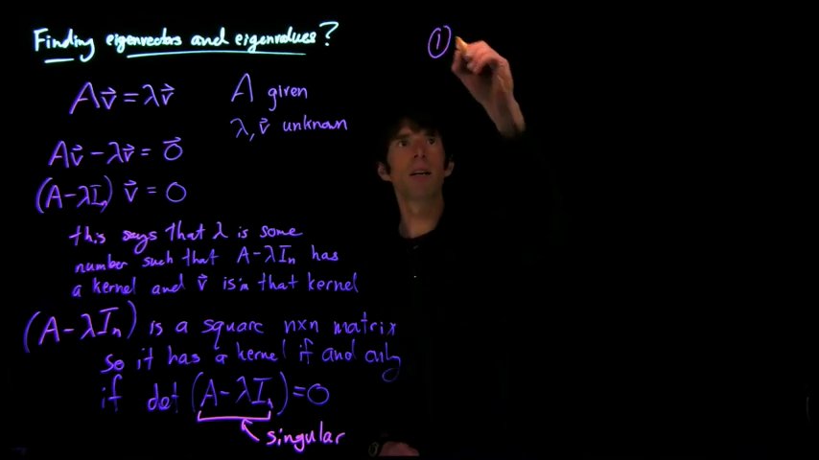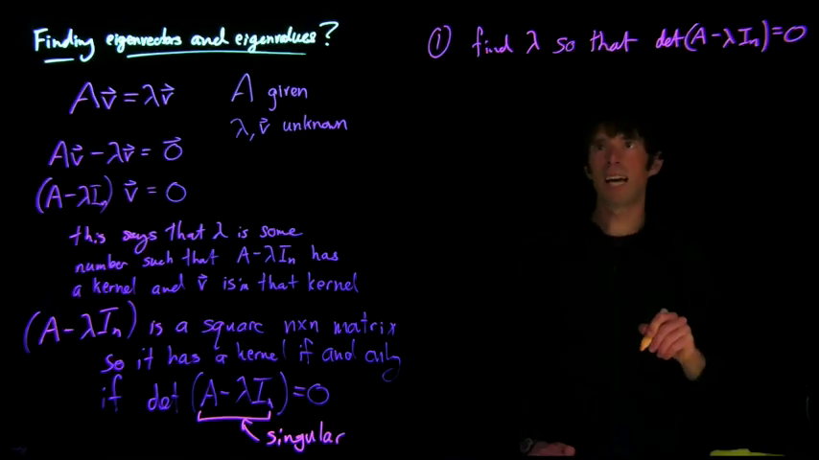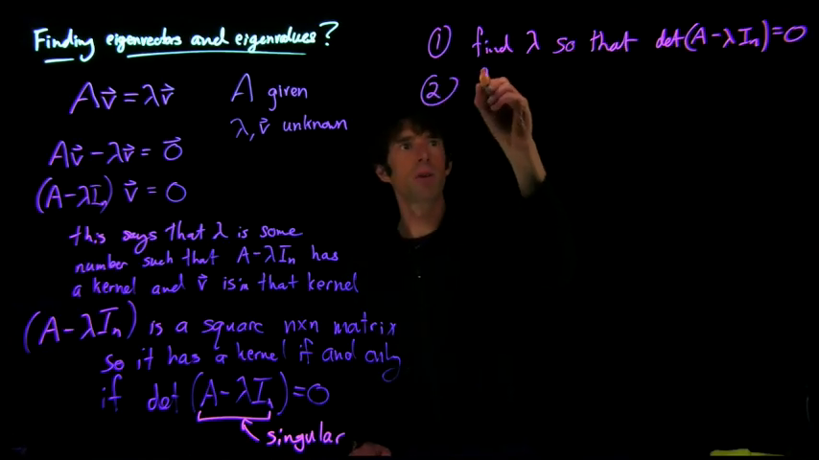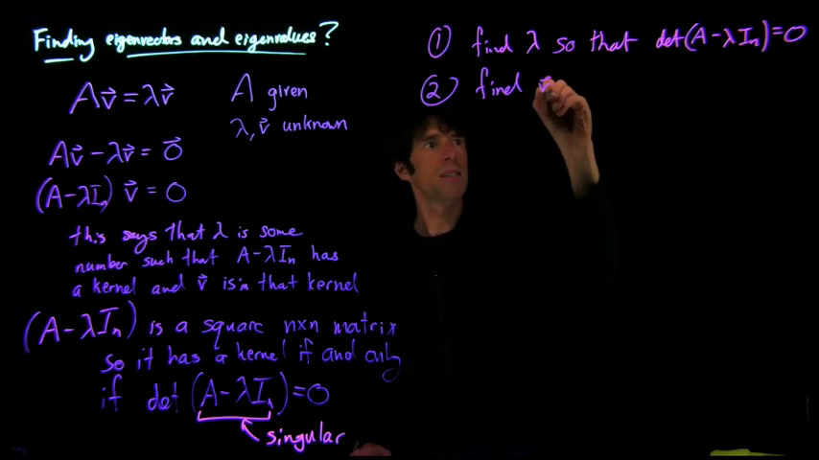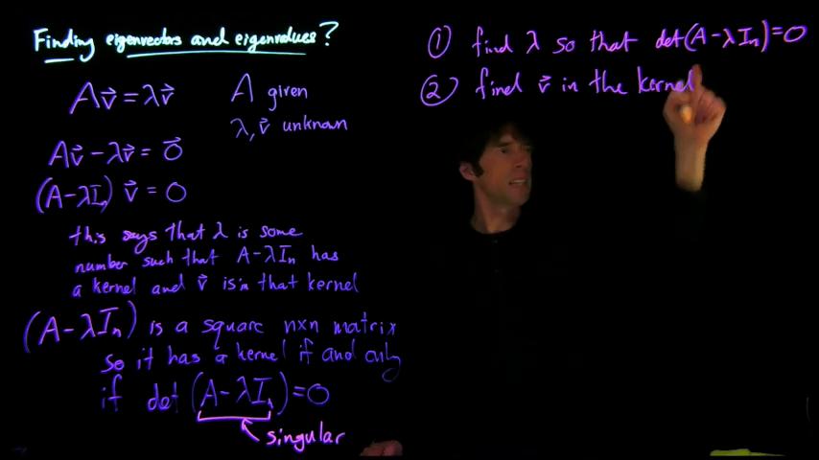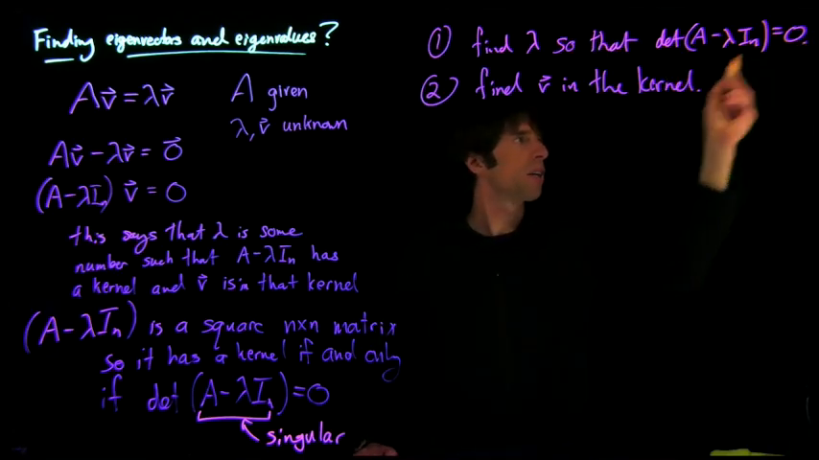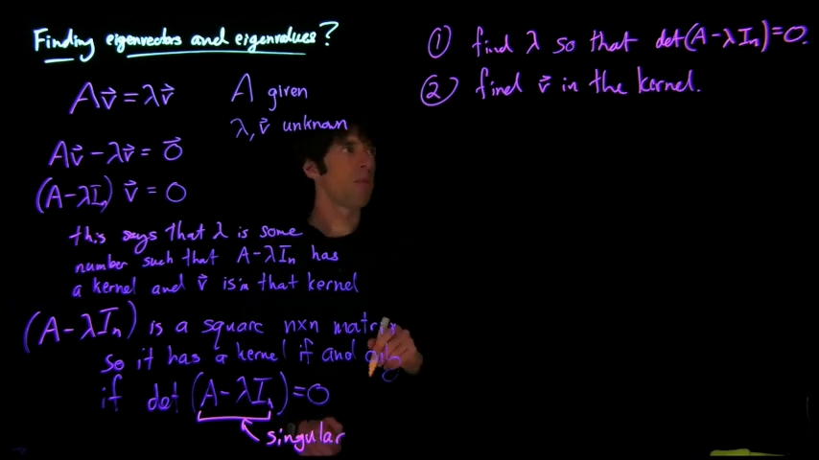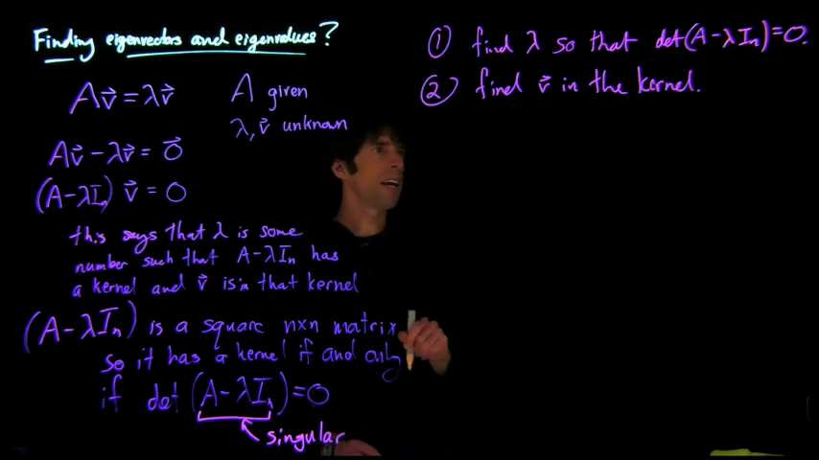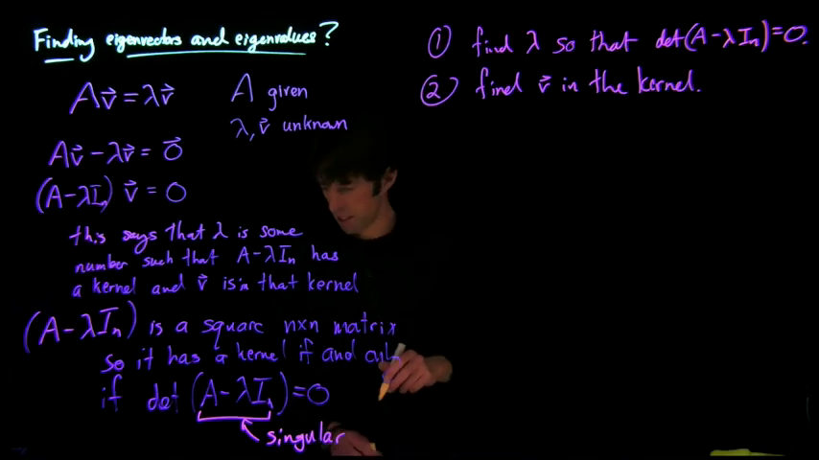So step 1 is find a lambda so that the determinant here is 0. And then step 2 is find a v in the kernel of this linear transformation, that matrix. So those are the 2 steps that we need to carry out. Let's look at the first step, finding a lambda so that the determinant is 0.